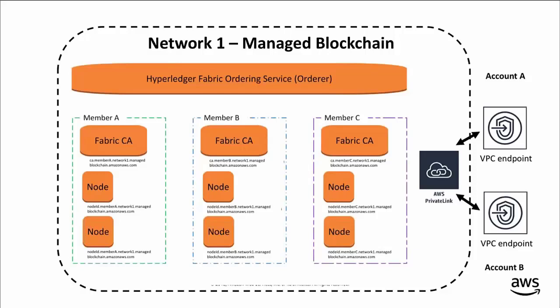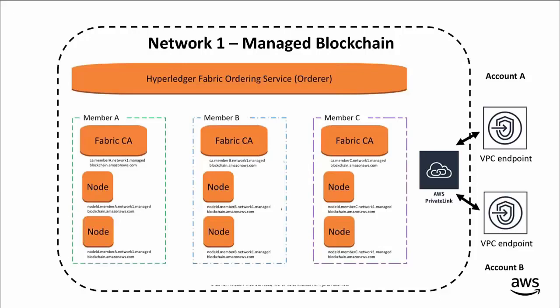That's important because we're not opening up the ordering service endpoint or your peer node endpoints, your CA endpoint, to the internet. You interact with them directly through a VPC endpoint. So you're running your client application, your client machine, in a VPC you own.